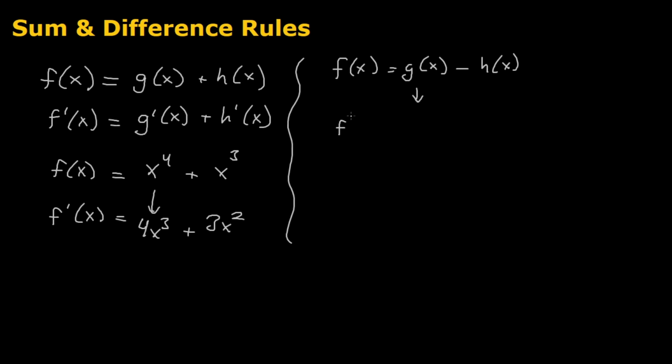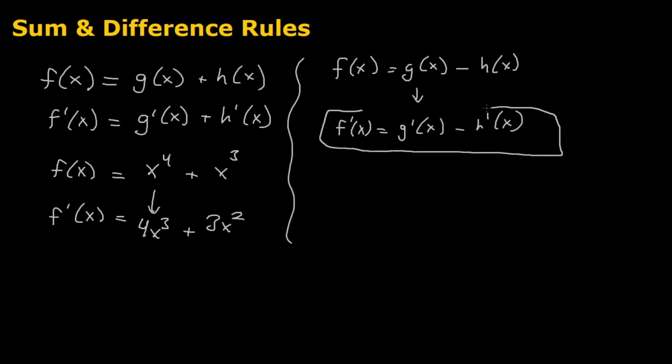And so then it follows that f prime of x is equal to g prime of x minus h prime of x. So again, not super complicated, but just something that you want to know so that you don't try and do anything crazy. Okay, so next up we have the constant rule.